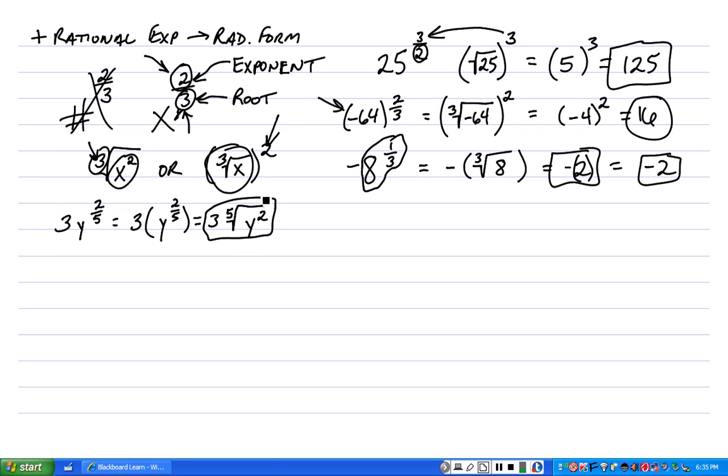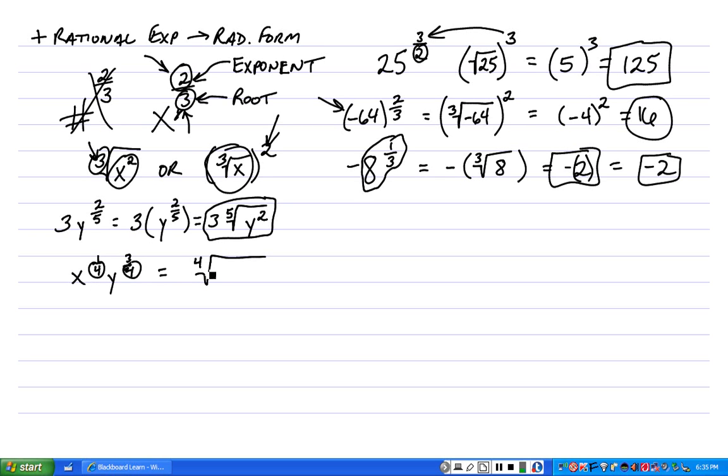Okay, let's look at another one. Let's say we have x to the 1/4 times y to the 3/4. Notice these two are to the same root. They're both to the 4th root. So what I can do is write them both together as part of the 4th root.